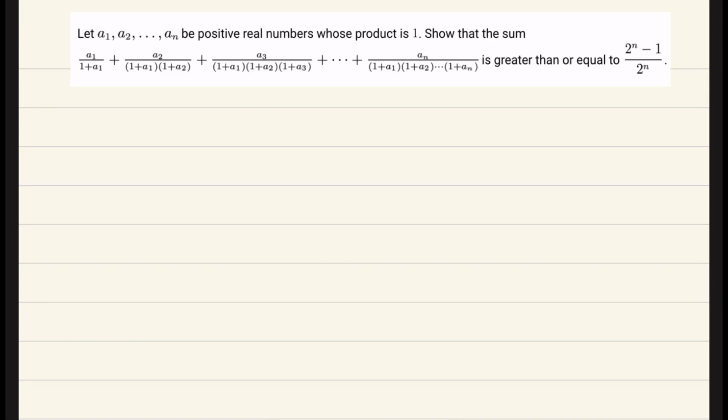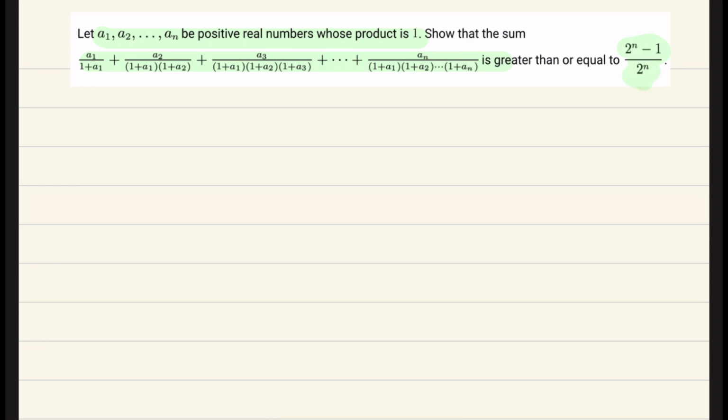Hi, in today's video, I'm gonna solve a Canadian Math Olympiad question. The question mentions, let A1, A2 to AN be positive real numbers whose product is 1. Using this information, show that the sum of these terms is greater than or equal to this term.